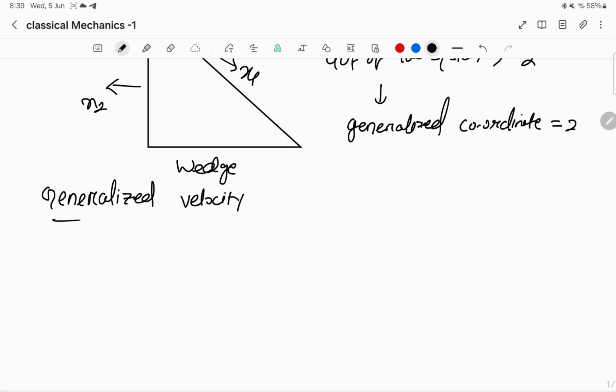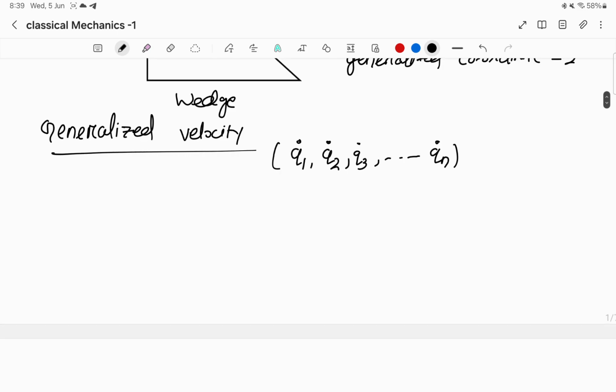Generalized velocity. What does it mean? Generalized velocity, we denote it as q1 dot, q2 dot, q3 dot, qn dot. N is the number of degrees of freedom. The more the degrees of freedom, the more the generalized coordinates, the more the generalized velocities. You can also define del qi dot divided by del qj dot as delta ij. Delta ij is nothing but the Kronecker delta.